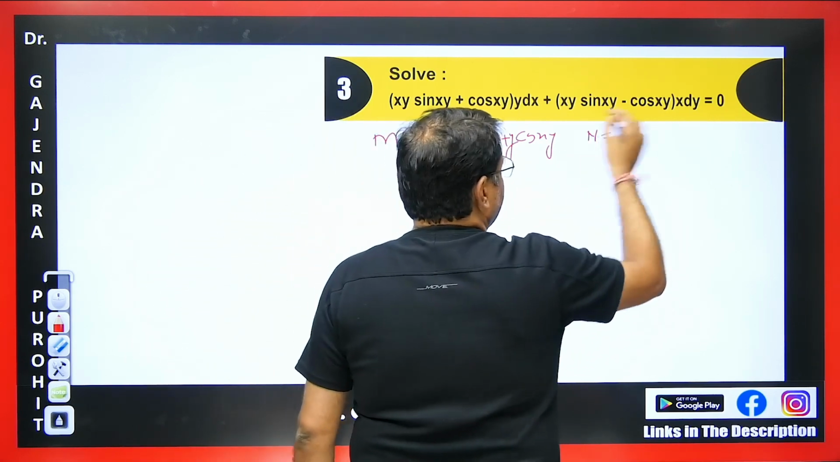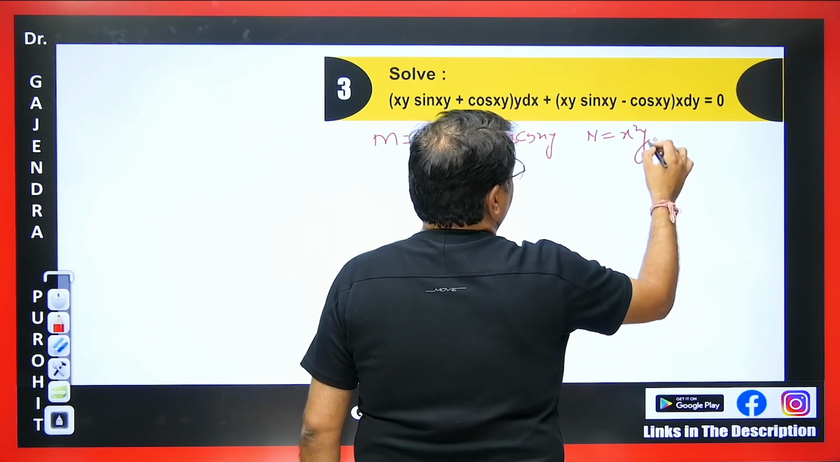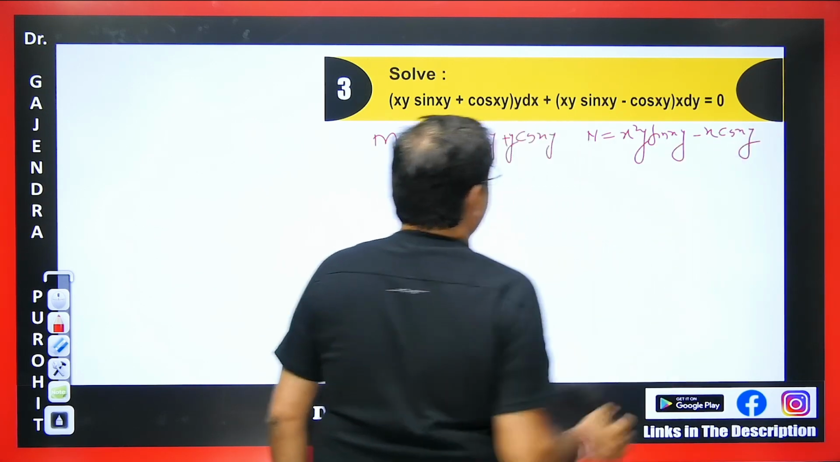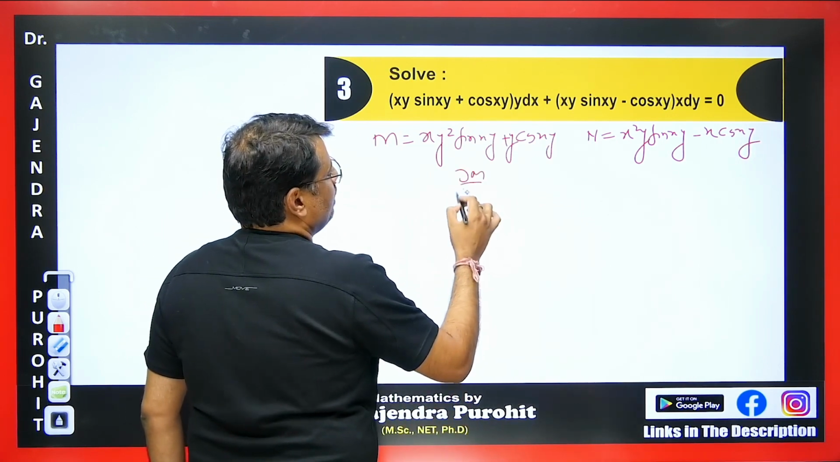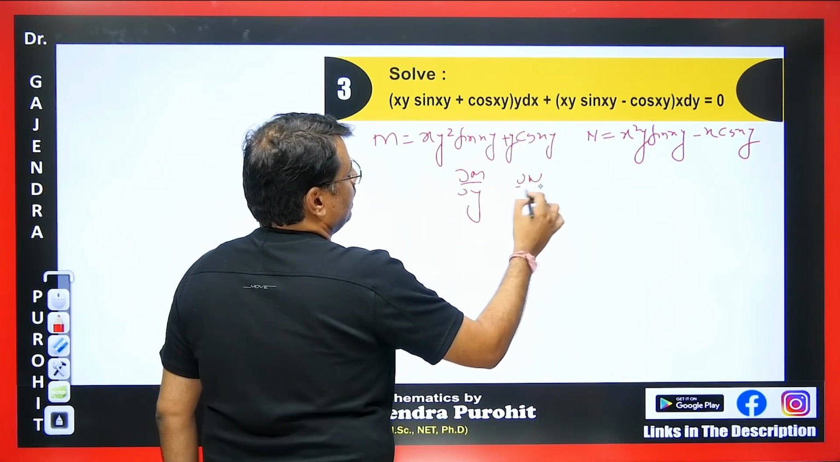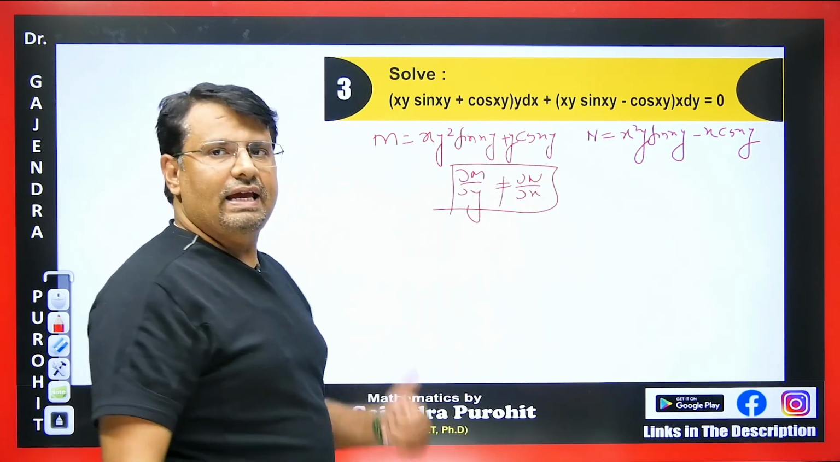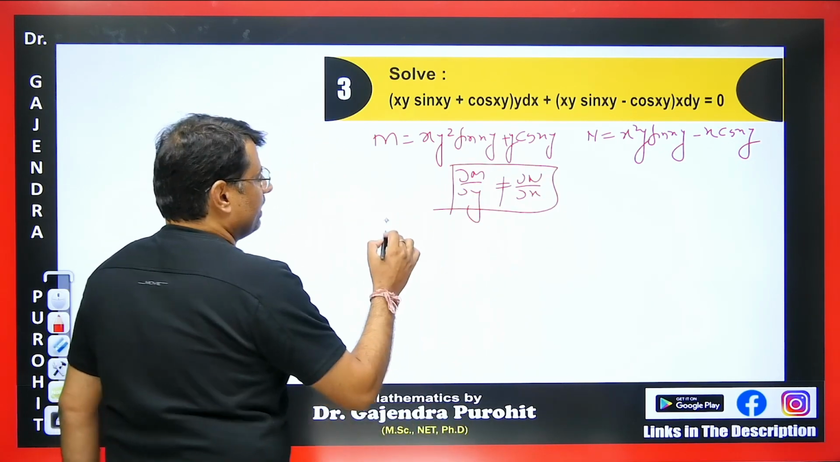This is n. We will multiply these terms and then here we will get x square y sin xy minus x cos xy. So when you calculate del m by del y and del n by del x, you will find that these two will not be equal and the equation is not exact. And when the equation is not exact, we will find its integrating factor.